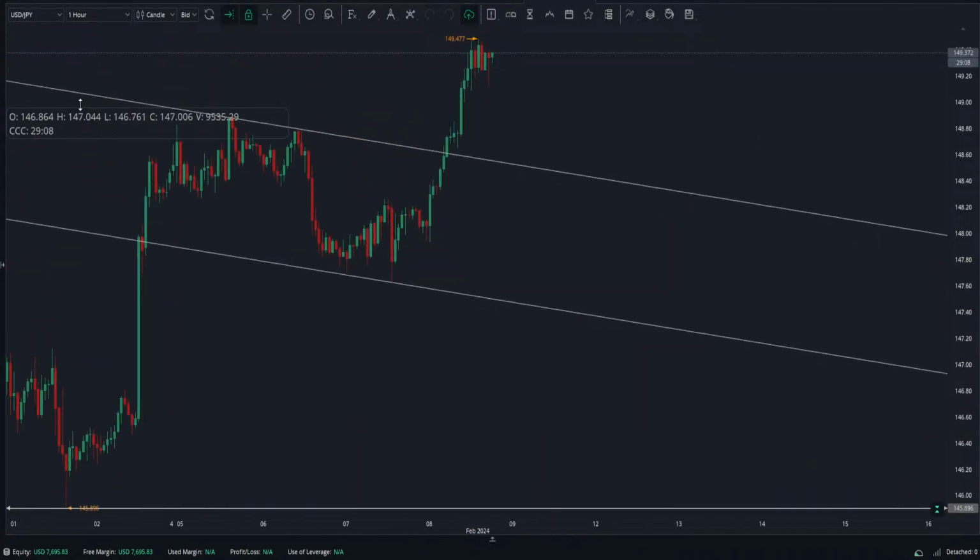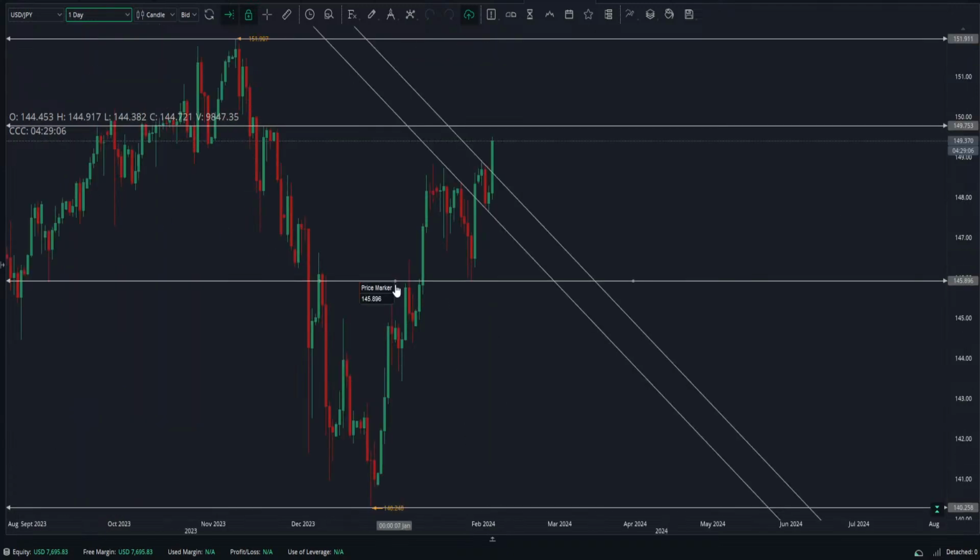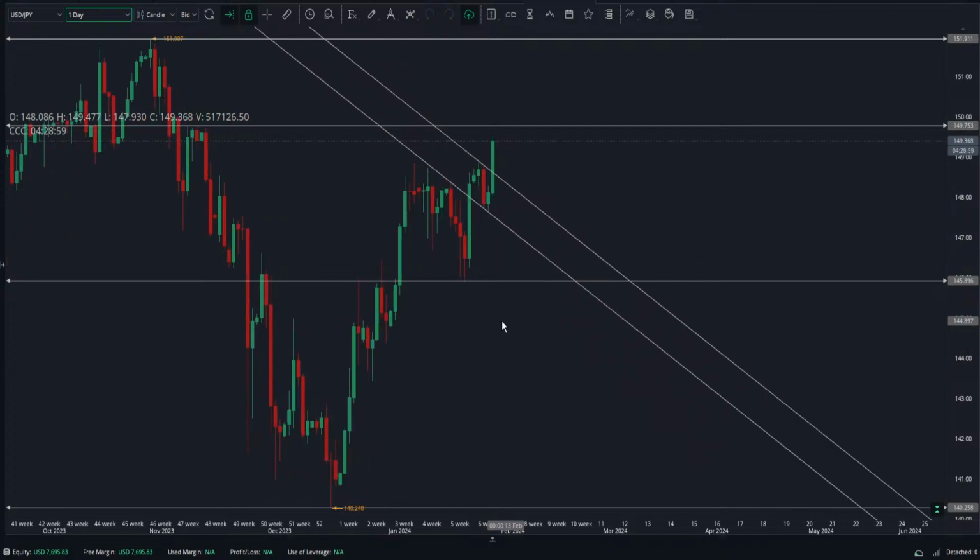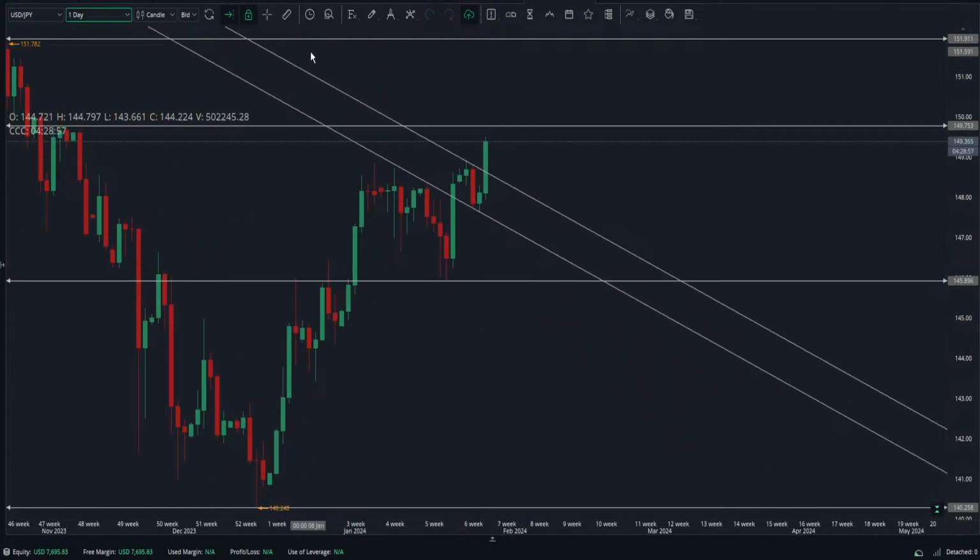Okay, 149.37 is where the USD JPY is trading. The bias is bullish. It will turn bearish though. Okay. There is some good news here.